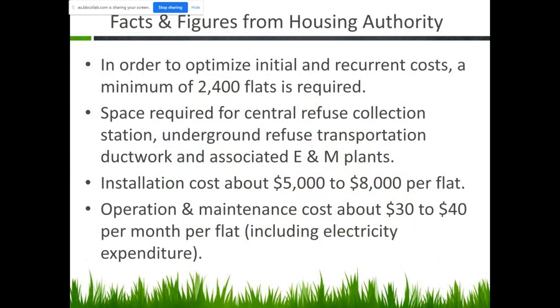Now, this figure is not very updated, but this system was reserved for a housing estate from the Housing Authority. That means it was a new estate. This estate serves 2,400 flats, and the initial cost is about 5,000 to 8,000 per flat. Maintenance costs are also here.